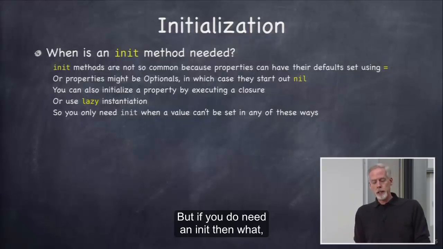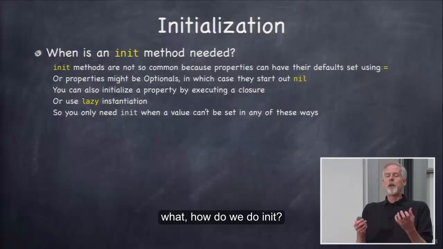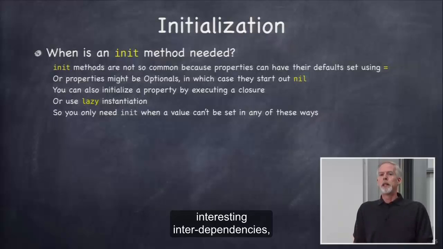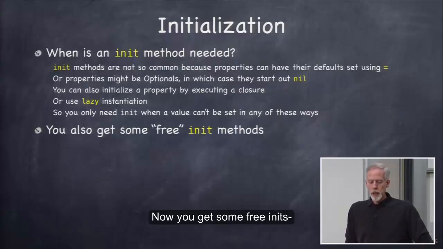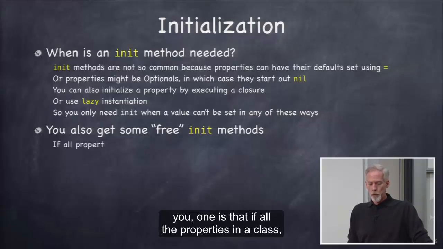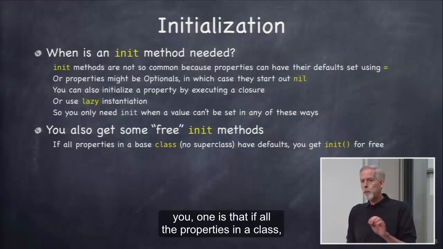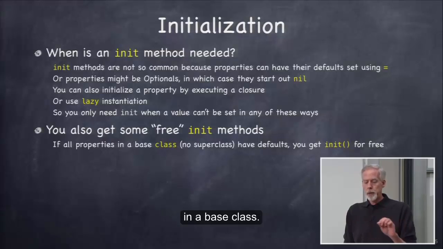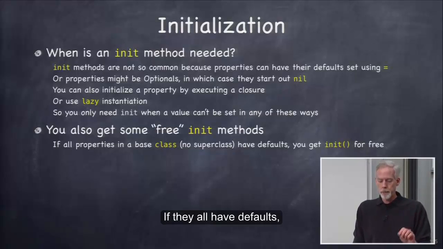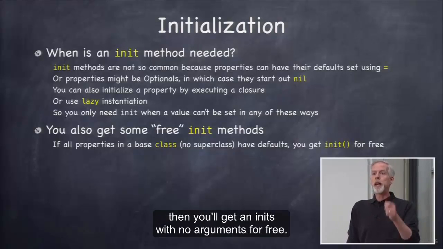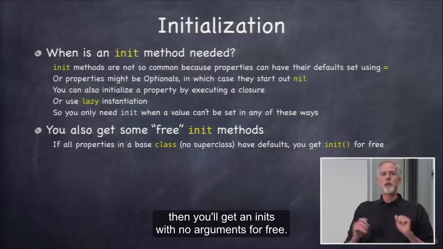But if you do need an init, how do we do init? Because init has some kind of interesting interdependencies. It's not as straightforward as you might think. Now, you get some free inits, inits that get done for you. One is that if all the properties in a base class, not something that has a superclass, like calculator brain, all have defaults, then you'll get an init with no arguments for free.